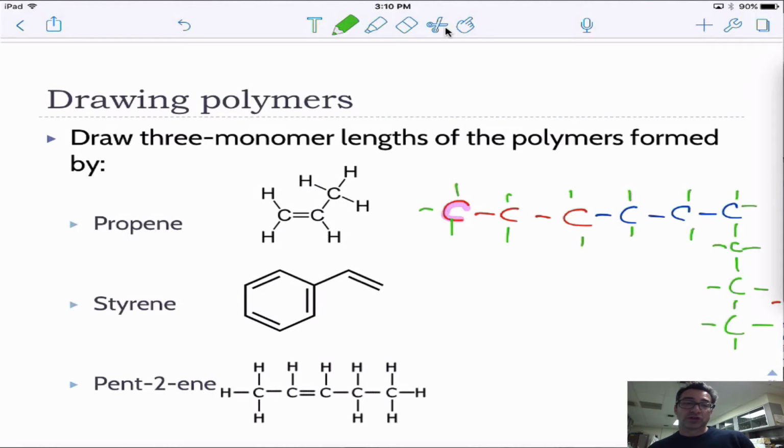So you can try it with the other ones, styrene to make polystyrene, and then the pentene to make polypentene, and see how you do. With the styrene, if you want to look it up and see which double bond breaks and how they form, you can do that. Same thing with the pentene.